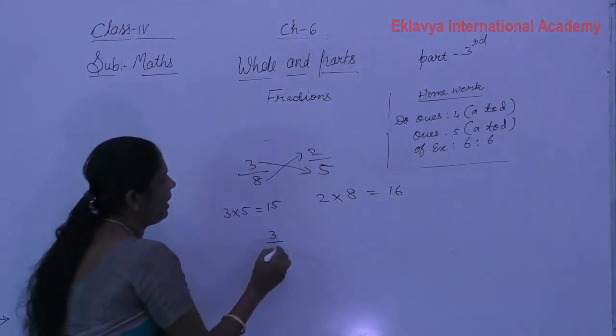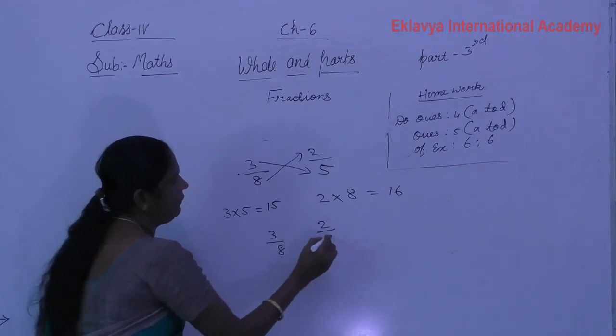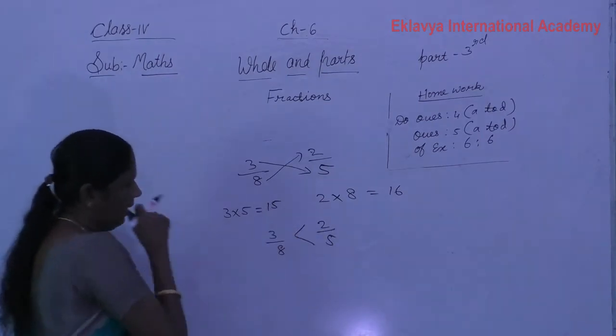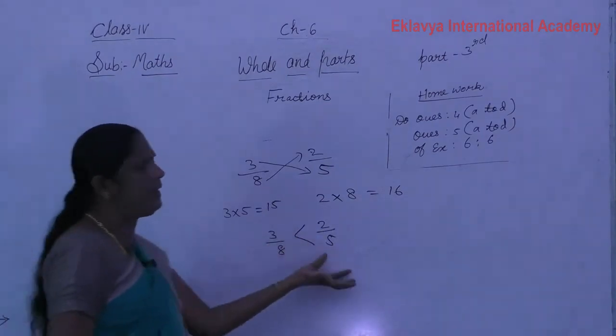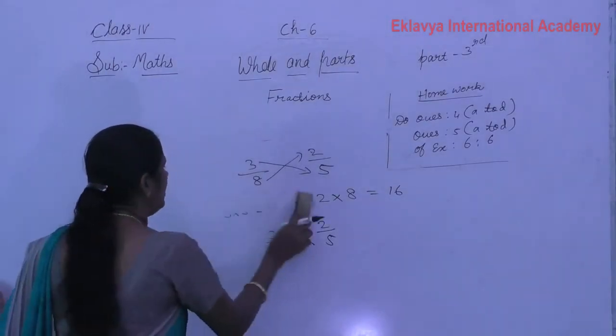Therefore 3 by 8 and 2 by 5, which is greater? 2 by 5 is greater. One more example.